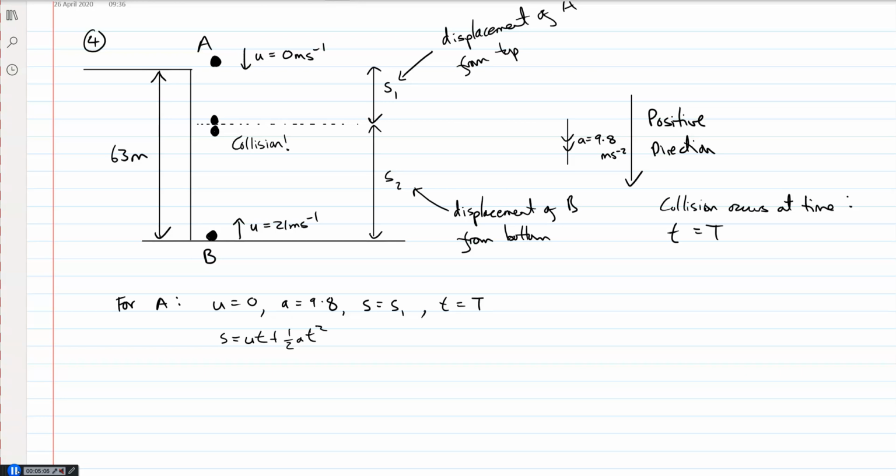And then sub in. So S is S1, U is 0, so this is just 0, plus a half A 9.8, and T is capital T. And if we just sort this out, we'll get 4.9 T squared. Awkward because we've got two unknowns here. We don't know the displacement, we don't know S1, and we don't know the time, in this case T. Well, that's as good as we're going to do for that one.